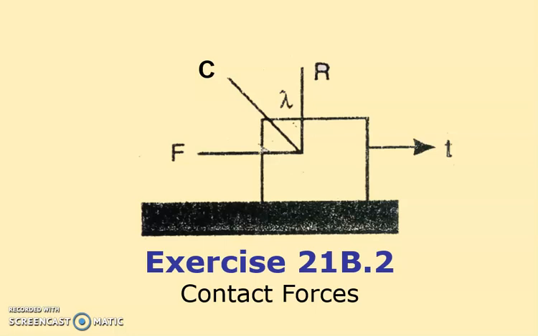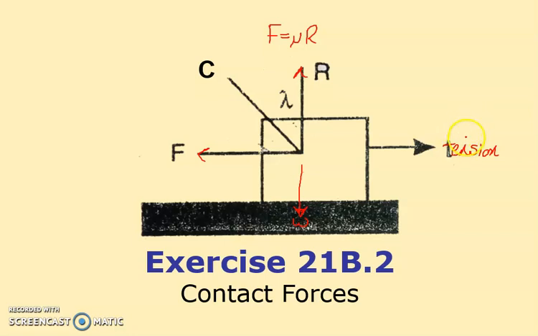Hello, this is exercise 21B.2. We looked last time at how to find the coefficient of friction, and we found that we have this formula F. As long as it's moving, F equals mu R, where R is the normal contact force pointing upwards, and very often determined by the weight of the object too. And friction here. This is meant to be, I think, the tension. Usually it's written with a capital T, but this one, for some reason, someone's put a small t.